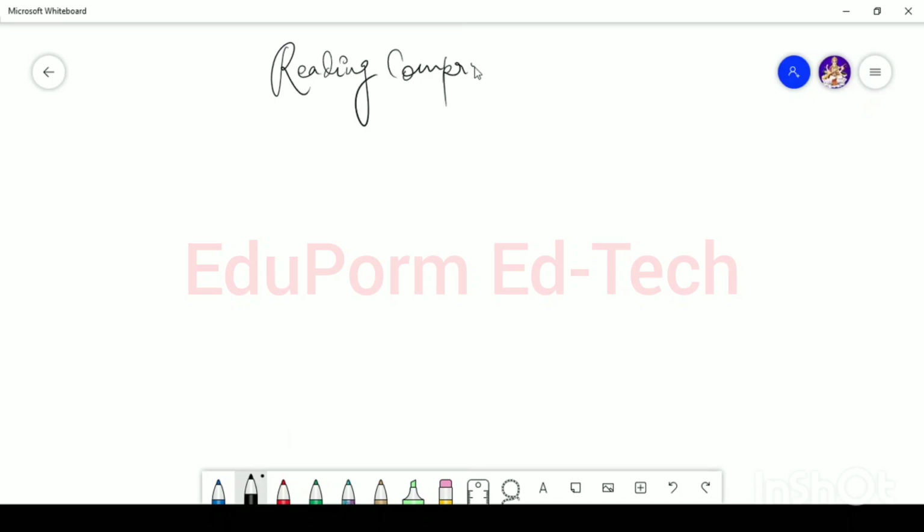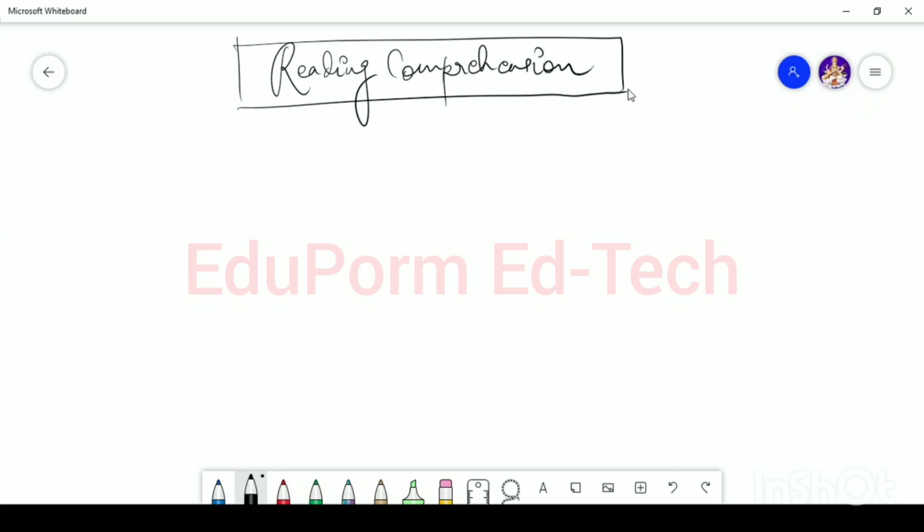Reading comprehension. Alright? Now this is one of the most crucial and very important formats of each and every competitive exam which you will be attending in future or which you are about to attend right now. Even if you're a student of class 11-12, you'll have to go through the reading section, which is actually called a reading section.